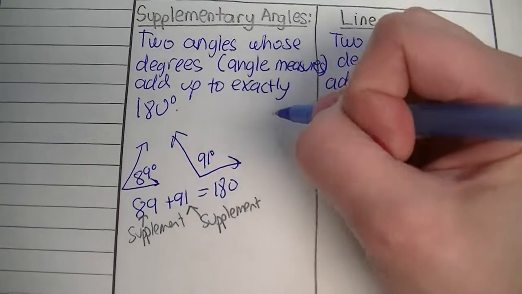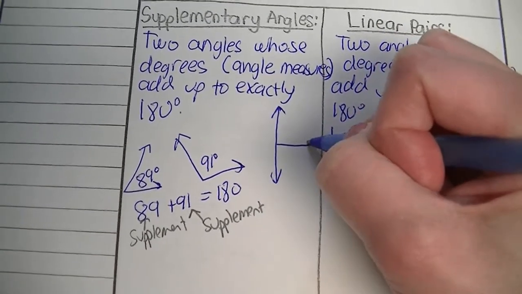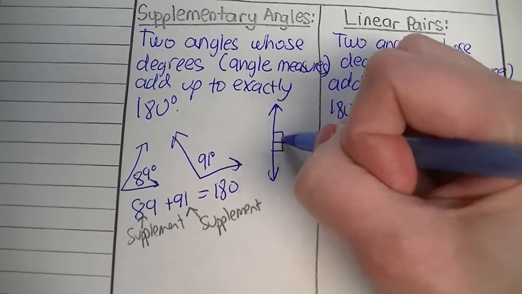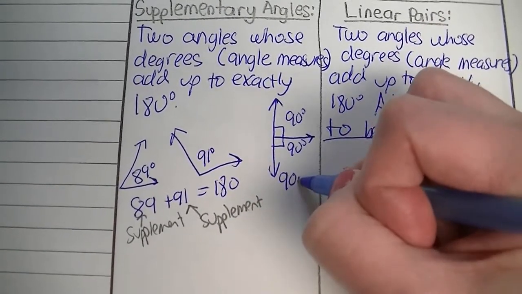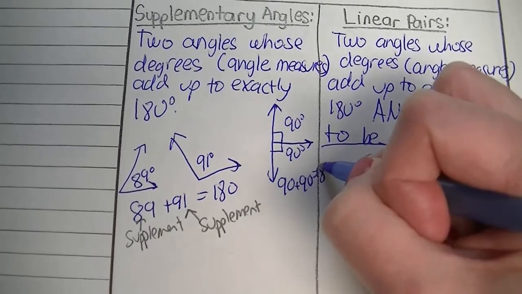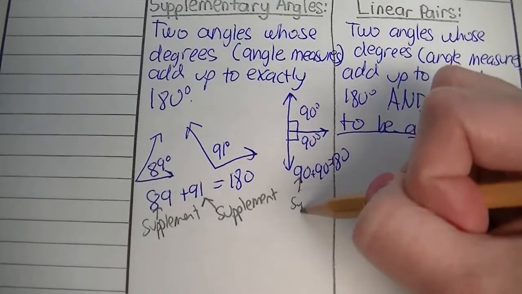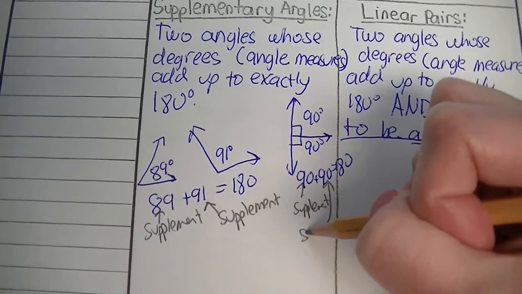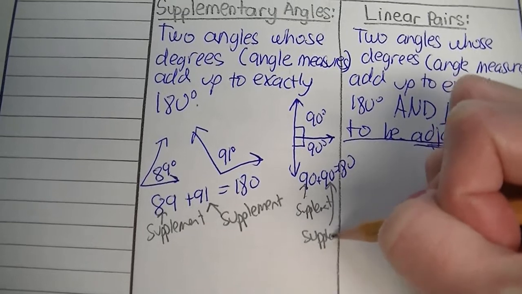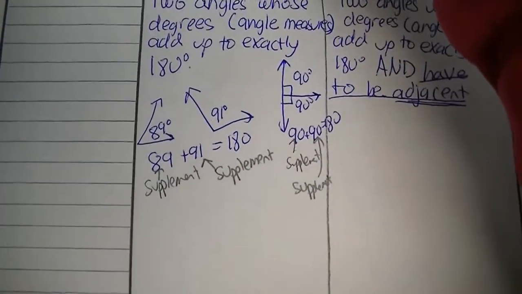These can also be touching. Supplementary angles can be touching. You know, they can also be adjacent. So if this was 90, this one's 90. So 90 degrees plus 90 degrees equals 180 degrees. So this is a supplement to this angle right here. It's a supplement too. Together they're supplementary because they add up to 180 degrees.